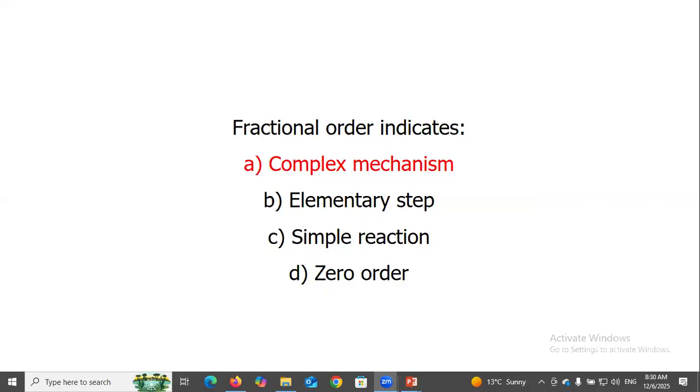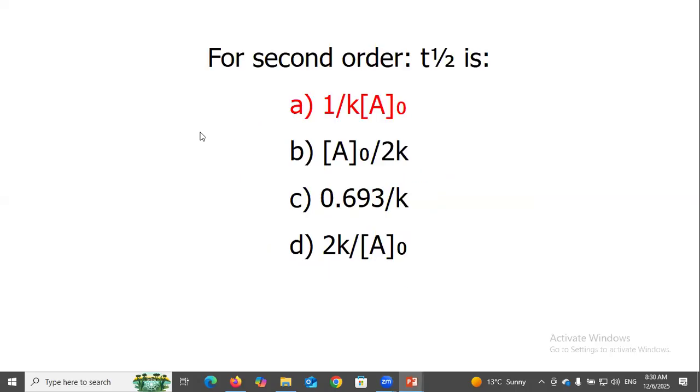Fractional order indicates complex mechanism. Elementary step, simple reaction, zero order, complex mechanism. For second order, half-life T half is 1 over K A naught.